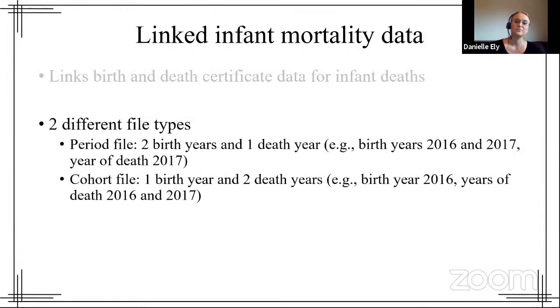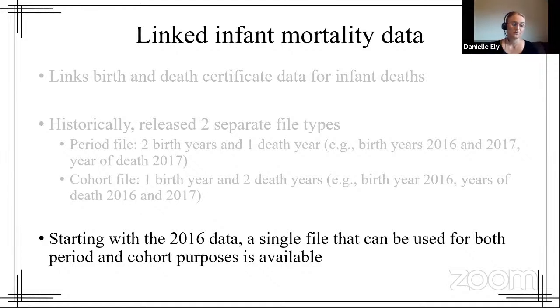And we have two different file types. We have the period file, which is more timely. What that has is 2 birth years and 1 death year. So for example, an infant could have been born in 2016 or 2017, but they would have died in 2017. We also have the cohort file, which is a file that contains 1 birth year and 2 death years, which just means that we're following the same infants over the span of their first year of life to see if they die. So if the birth year was 2016, the infant may have died in 2016 or 2017.